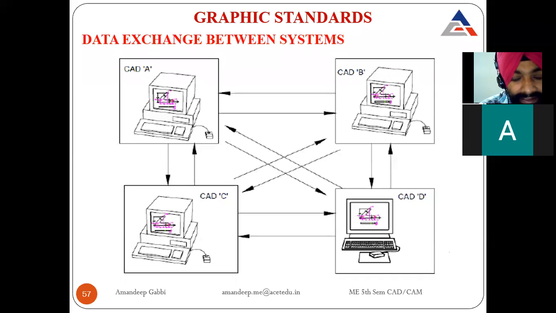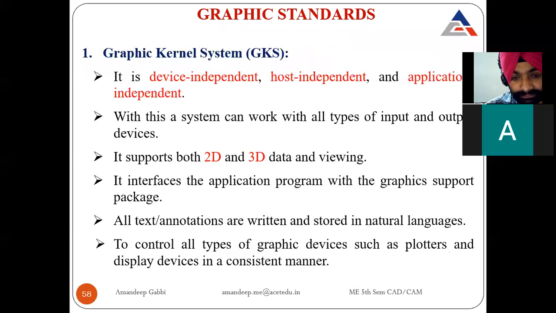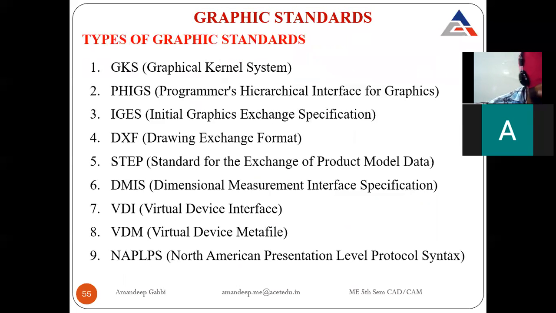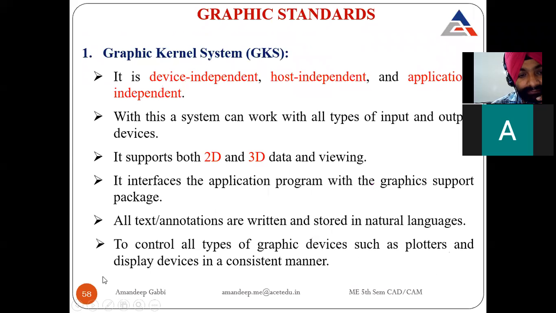So CAD A, CAD B, CAD C, and CAD D is there. You can exchange different processes among each of the computers. Right? Now, graphics kernel system, the first one that I have shown you in these types of graphic standards: GKS, PHIGS, IGES, GP, DXF. Then we are to discuss all these one by one, step by step.